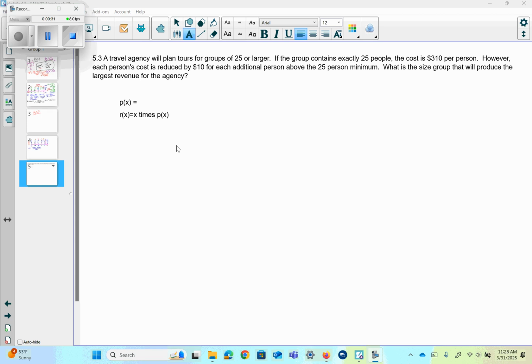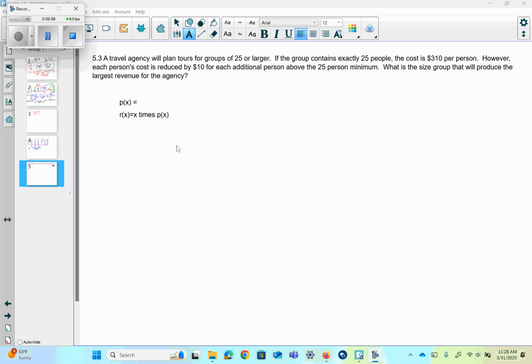Some of you might see it right away, which is fantastic. And I have a couple ways that I want to run through it. So this one says a travel agency will plan tours for groups of 25 or larger. Okay, that makes sense, right? Tour of 25 people goes and sees something. If the group contains exactly 25 people, the cost is $310 per person.